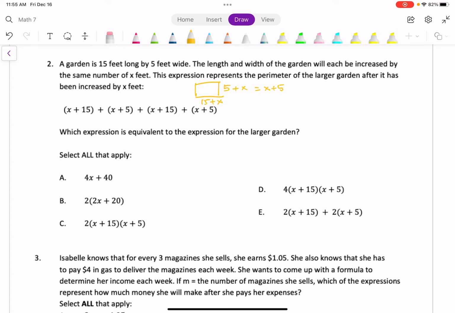Which expression is equivalent to the expression for the larger garden? So I have 1x, 2x, 3x, and 4x. And then 15 and 5 is 20, and another 20 is 40. So I need the expressions that are equal to 4x plus 40. D is not. We've never even learned how to do that. And C is not. We've never learned how to do that either. So obviously 4x plus 40. If I distribute that too, I get 4x plus 40.